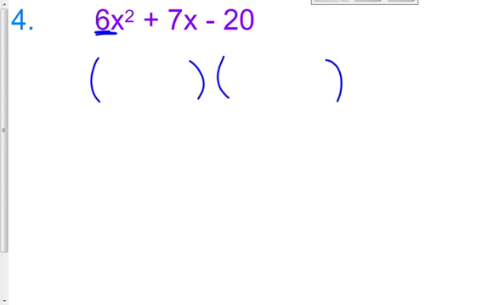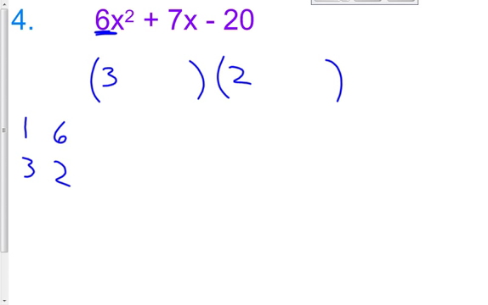The first term in the binomial are factors of 6x squared. So that's going to be 1 times 6 and 3 times 2. So I just have to basically just try one of them and see if it works. This is what I mean by guess and check. So I'm going to try a 3 right here and a 2 right here.